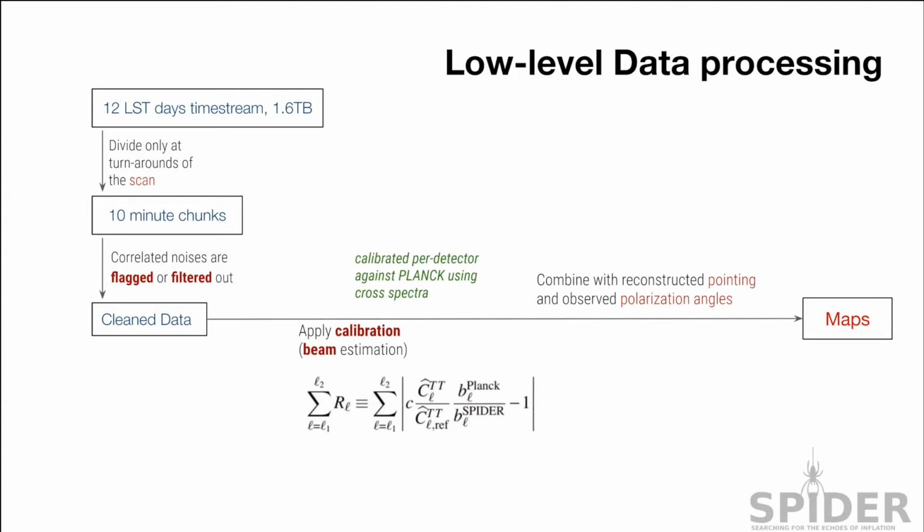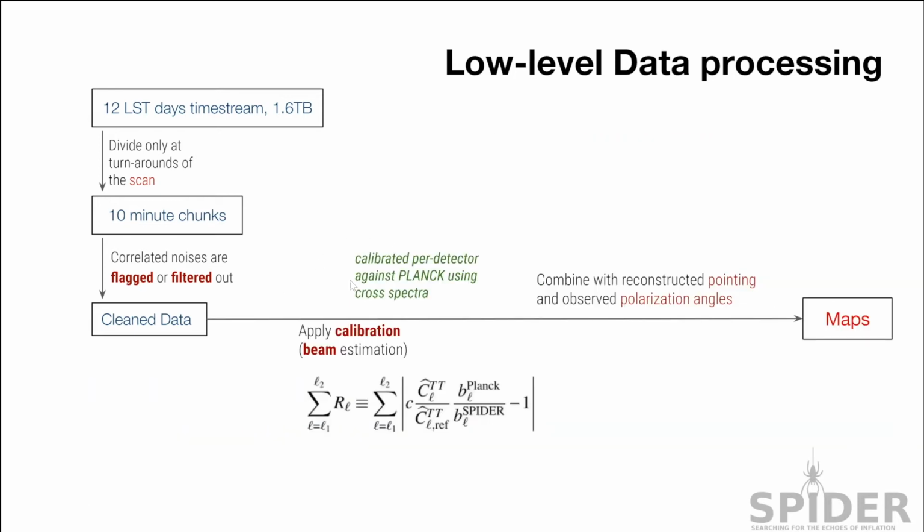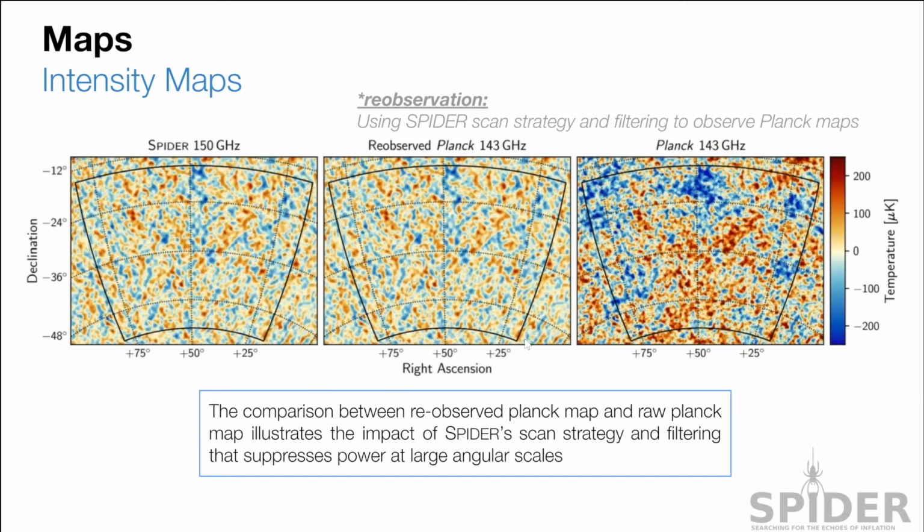As I showed in the previous slide, we can make simulated time streams from other experiments and apply the same flagging, filtering, beams, pointing, and polarization angles as SPIDER to generate what we call the reobserved maps from other experiments. For example, this is a temperature map comparison between a SPIDER 150 gigahertz map and the reobserved Planck 143 gigahertz map. The comparison between the reobserved Planck map and raw Planck map shows the impact of SPIDER's scan strategy and filtering that suppresses power at large angular scales.